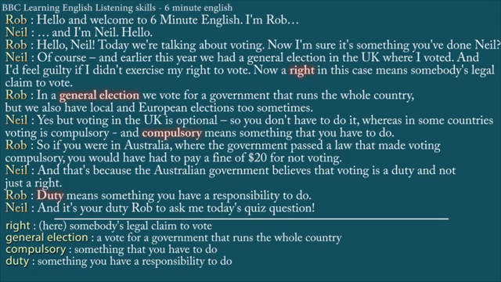Yes, but voting in the UK is optional, so you don't have to do it, whereas in some countries voting is compulsory, and compulsory means something that you have to do. So, if you were in Australia, where the government passed a law that made voting compulsory, you would have to pay a fine of $20 for not voting. And that's because the Australian government believes that voting is a duty and not just a right. And duty means something you have a responsibility to do.